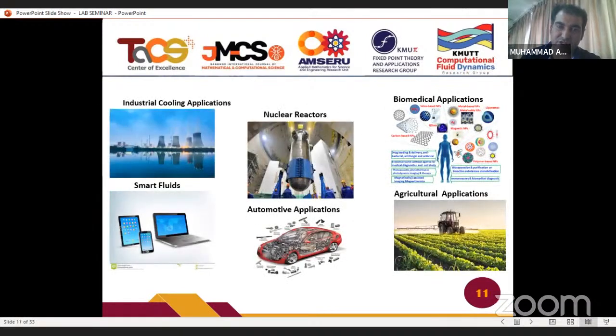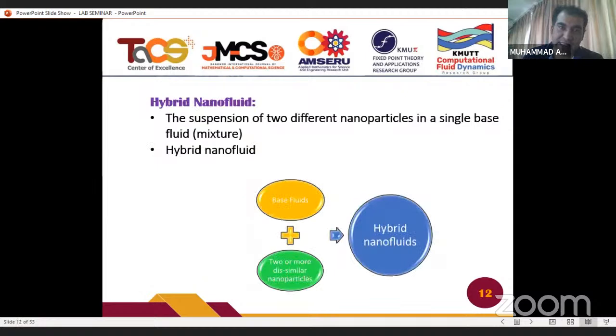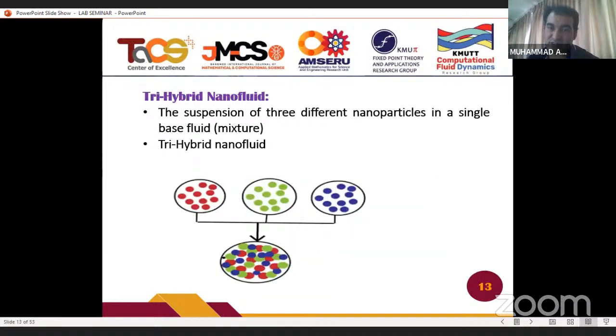So these are some applications which I mentioned here on the slides: industrial, smart fluids, automotive applications, agriculture, and biomedical applications. Now, what is hybrid nanofluid? The performance of nanofluid was good, but still we need to enhance the heat transfer rate of the working fluid. So that's why the researchers, the scientists working in nanotechnology, suspend two different particles in a single base fluid. This new mixture formed by the suspension of two nanoparticles is called hybrid nanofluid. It can be defined as the base fluid and two nanoparticles. Similarly, the suspension of three different nanoparticles to form a mixture is called tri-hybrid nanofluid.